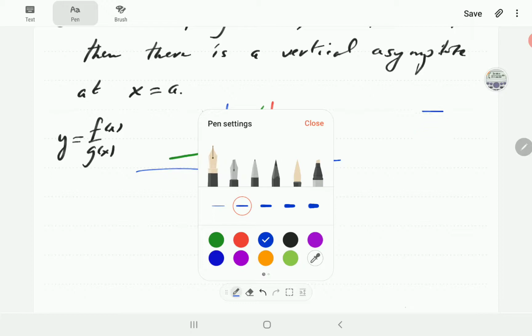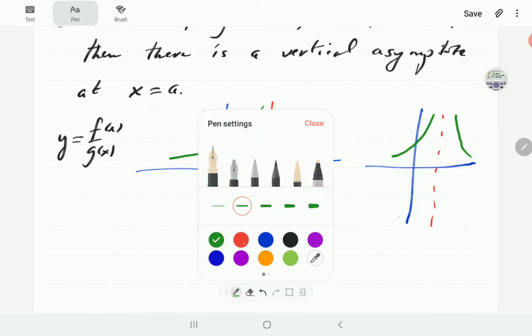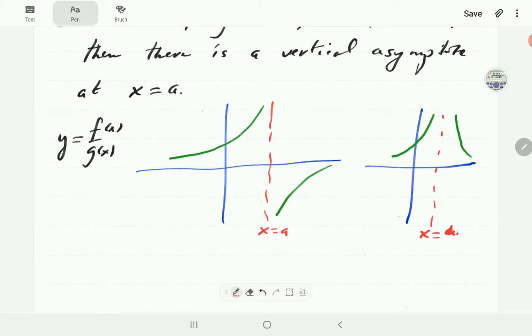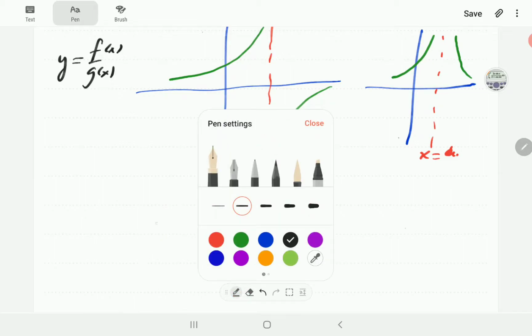Another possibility is that both on the left-hand side and on the right-hand side the graph goes up to infinity. Remember, it is not allowed to do something like that. Like we said, the graph cannot cross the vertical asymptote. So this is the second possibility. The other two possibilities are the mirror reflections, if you like, of what we have just seen.